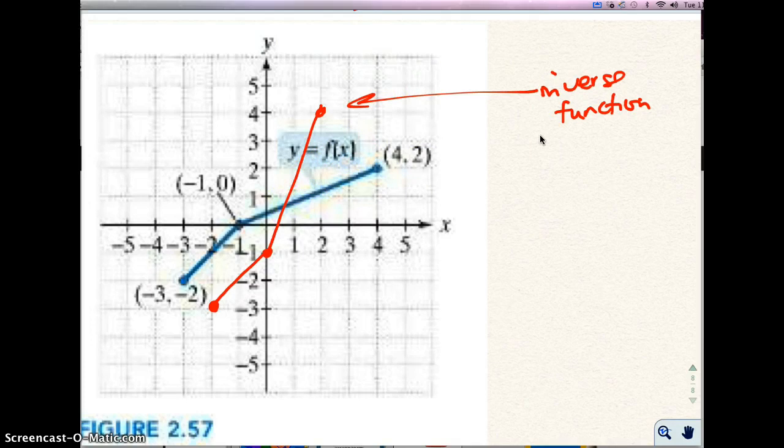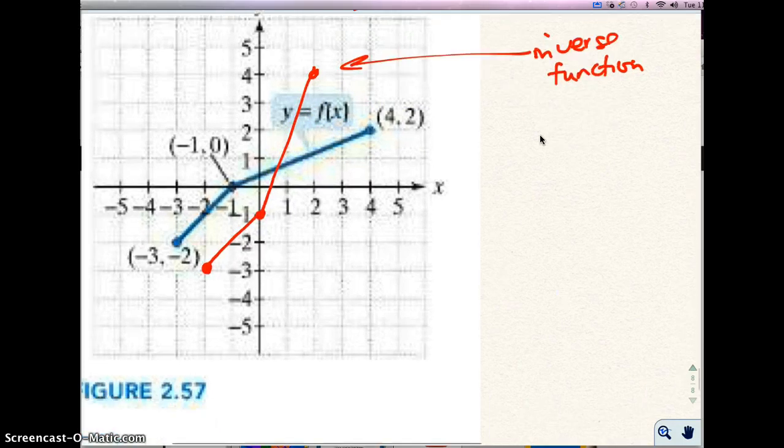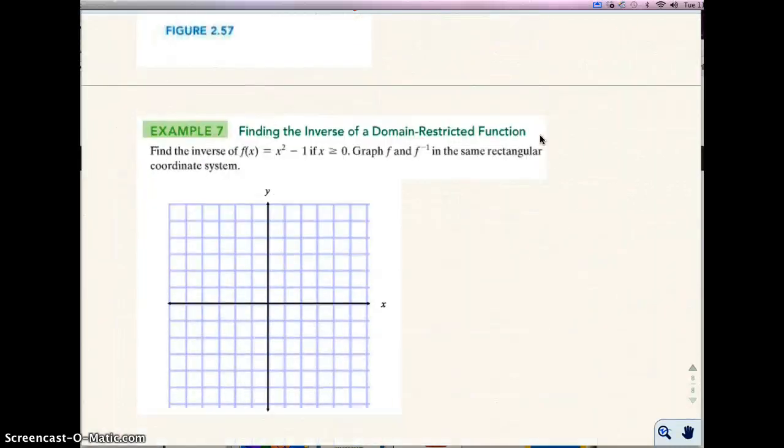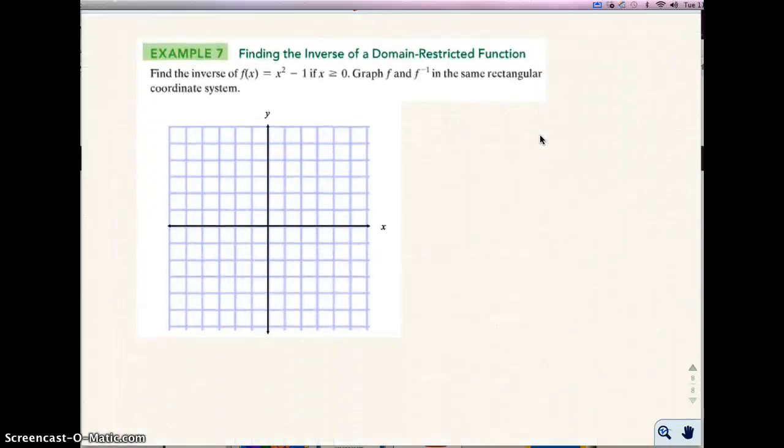Okay, let's go to example 7. Let's find the inverse of f of x equals x squared minus 1 if x is greater than 0. We're going to do this both algebraically and on the graph. So I'm going to stop the video now because I think we're going to run more than 2 or 3 minutes, which is all I have left in the video. This will be the first example I do in the next part.